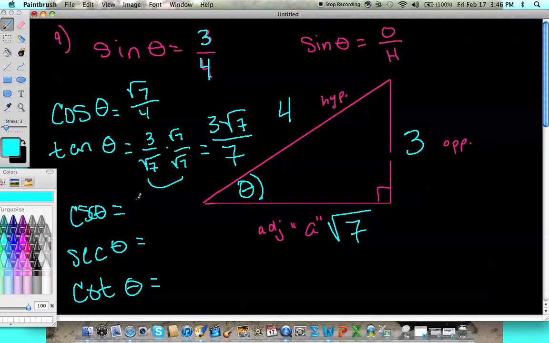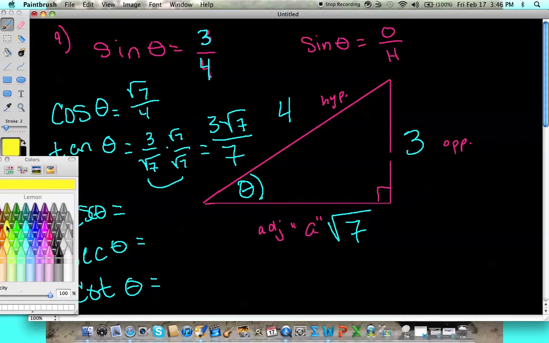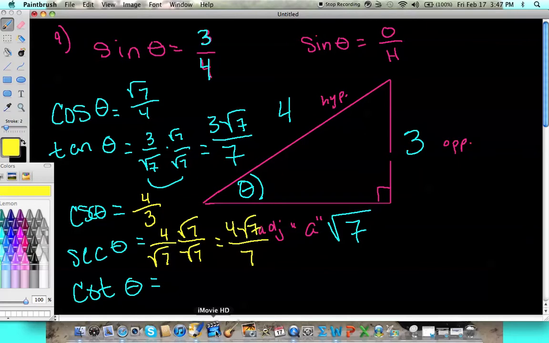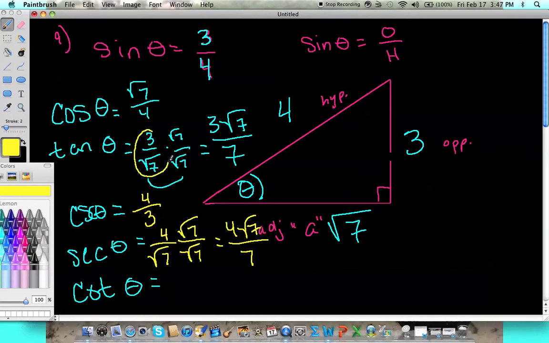The cosecant, remember, is the reciprocal of sine. So if sine was 3 over 4, then cosecant must be 4 over 3. Secant is the inverse of cosine. So if it was root 7 over 4, then this is 4 over root 7. And here I am again with a radical in my denominator, so I'm going to rationalize that by multiplying the top and the bottom by root 7. I get 4 root 7 over 7. And my cotangent, I'm actually going to use the original because when I flip that, the root 7 is going to end up on the top and the 3 is going to end up on the bottom. And therefore, I don't have to work with this really crazy, ugly number there.